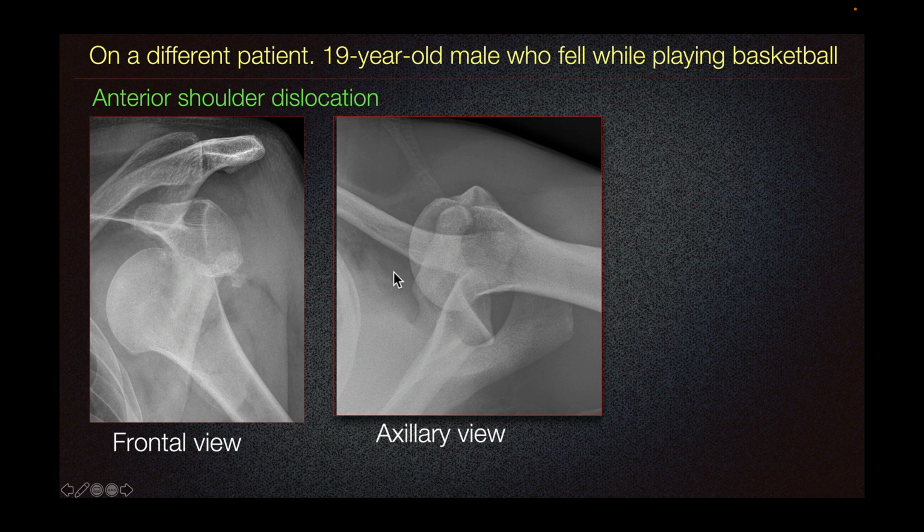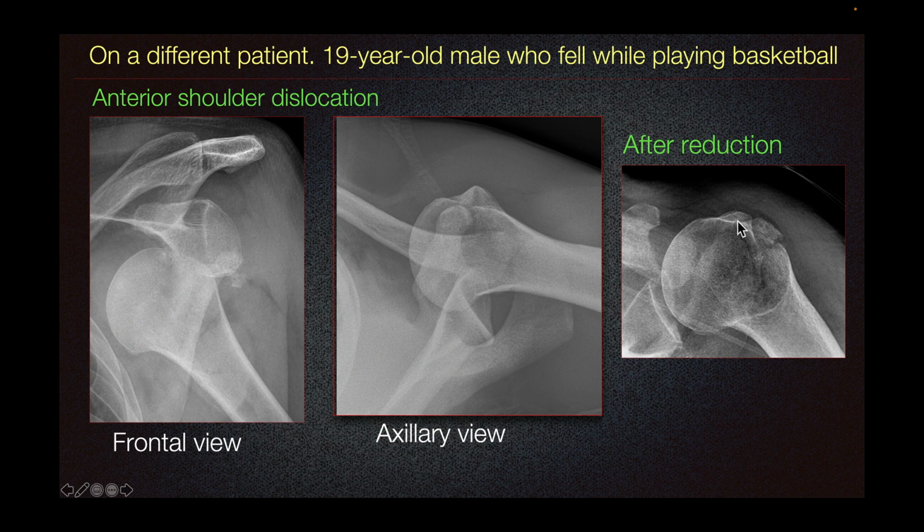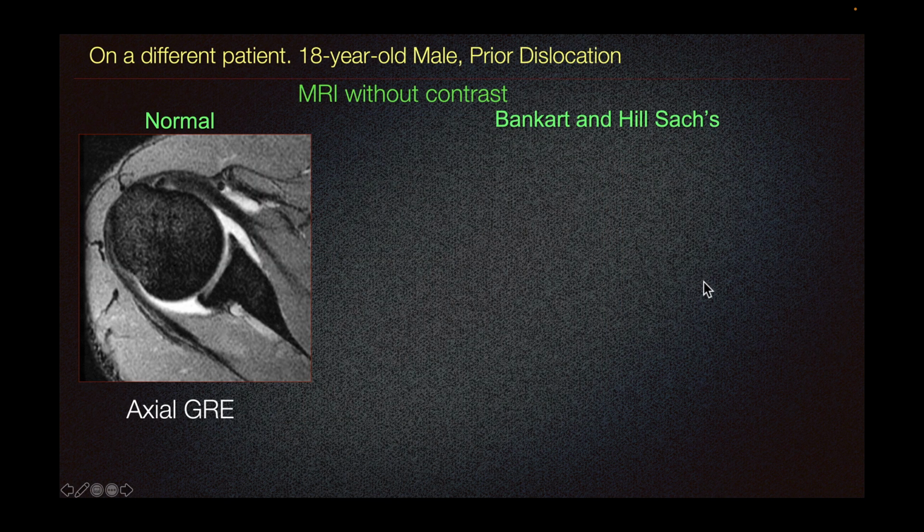On our axillary view, we can confirm the anterior location of the humeral head by looking at our coracoid here, which is an anterior structure. The patient underwent reduction, and after reduction, we can see again here the osseous irregularity at the posterior superior lateral aspect of the humeral head. This is consistent with Hill-Sachs deformity, and some osseous irregularity here too at the anterior inferior glenoid consistent with an osseous Bankart. This is in a different patient who has prior dislocation.